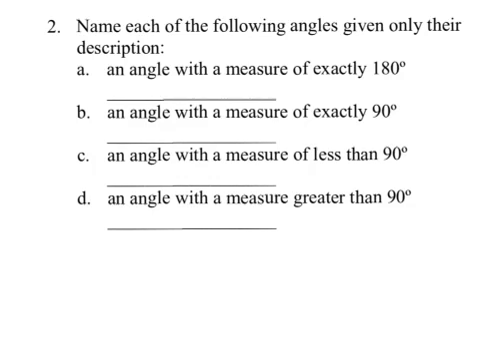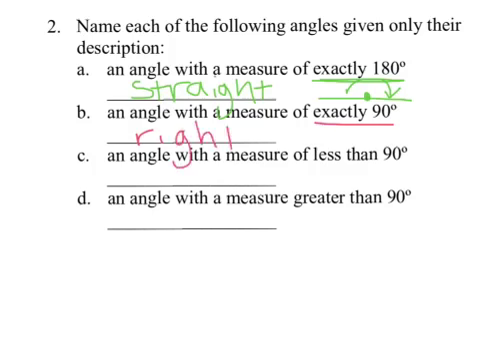This question says to name each of the following angles given only their description. An angle with a measure of exactly 180 is called a straight angle. And it looks something like this. It goes all the way from there to there. It's half a circle. An angle with a measure of exactly 90 is a right angle. And that looks like this.